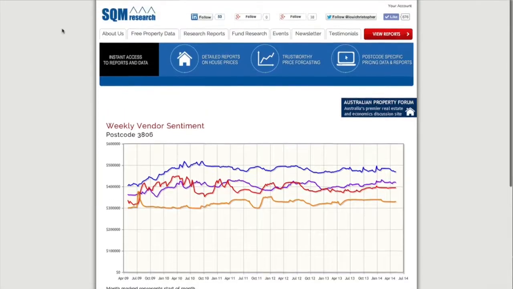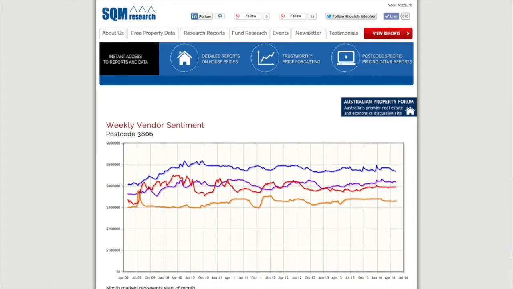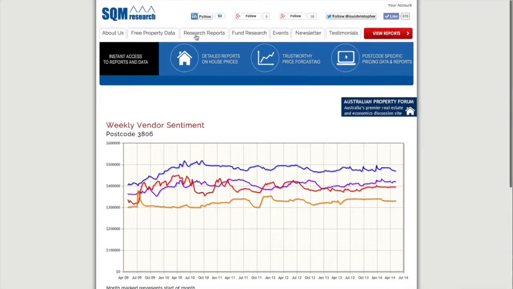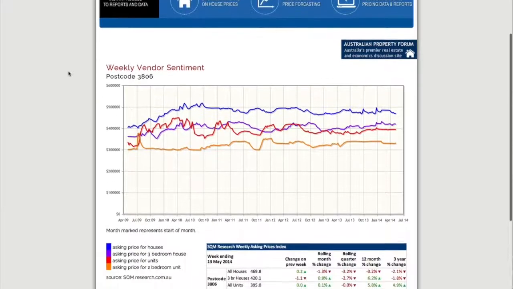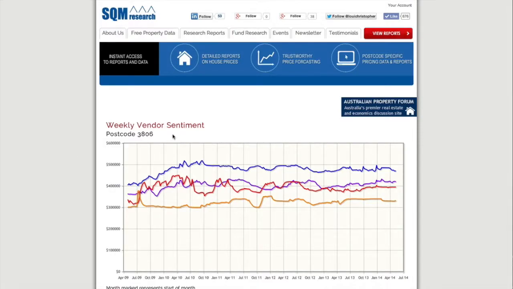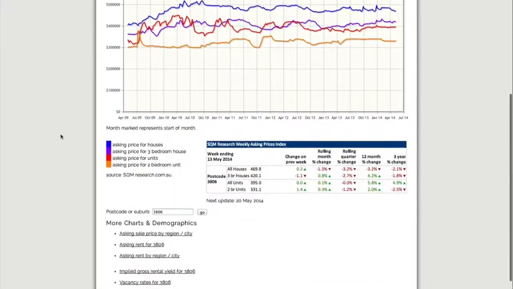A very good website is SQM Research, and they are an authority in that area. They sell all sorts of reports that you can buy, including a distressed property report. But I mainly look at this site for weekly vendor sentiment, because it gives me an idea what's happening with the people who are actually trying to sell their property in that area.